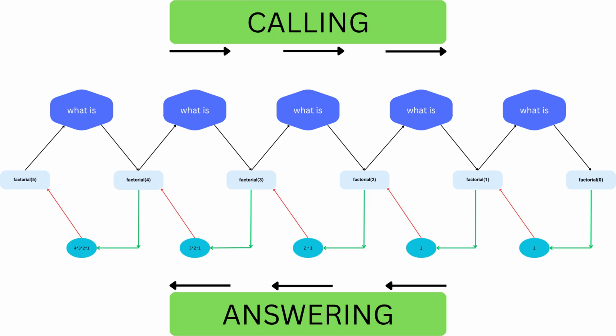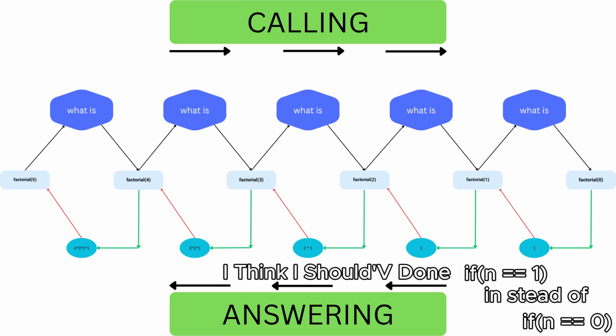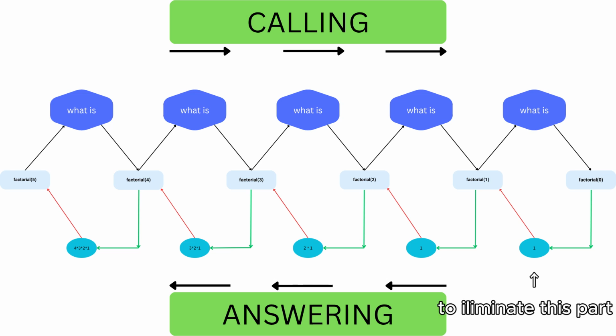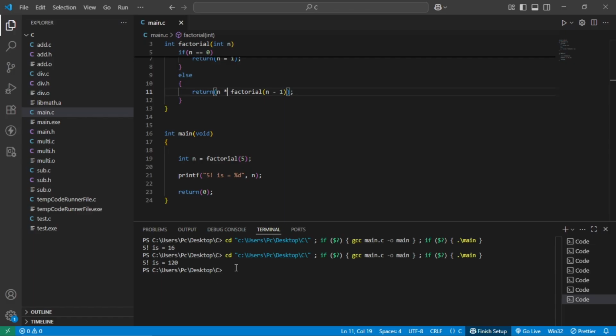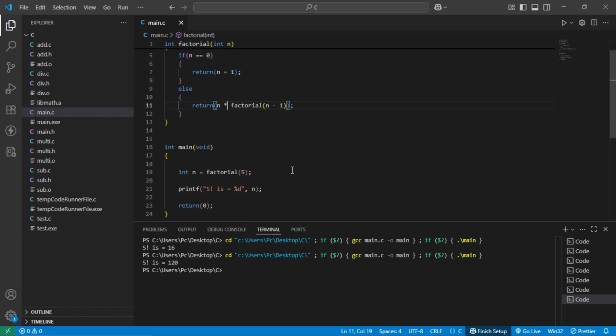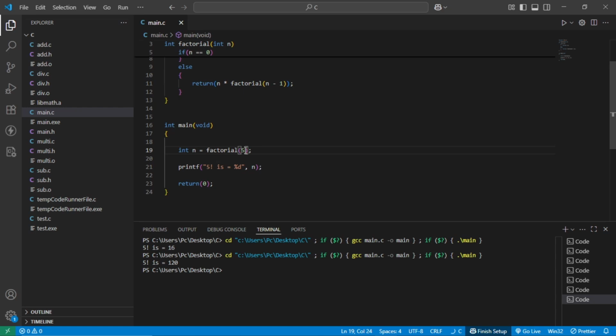Then it returns 1. And the same process happens again, but this time, instead of calling the function, it sends the answer back to the function's calling. And then our complex problem is solved by breaking it down bit by bit. And we get our answer of factorial of 5, which is 120.